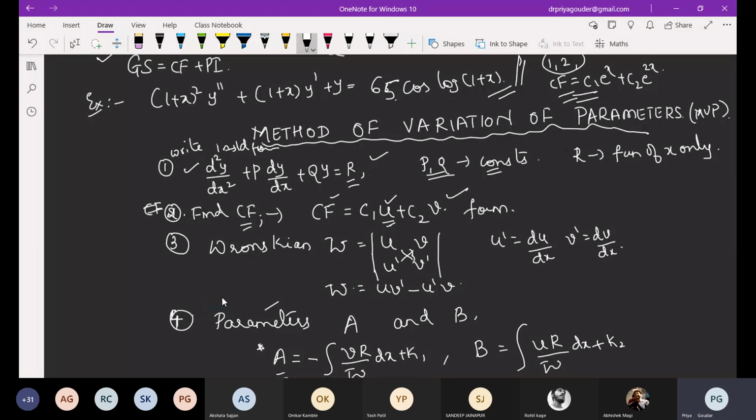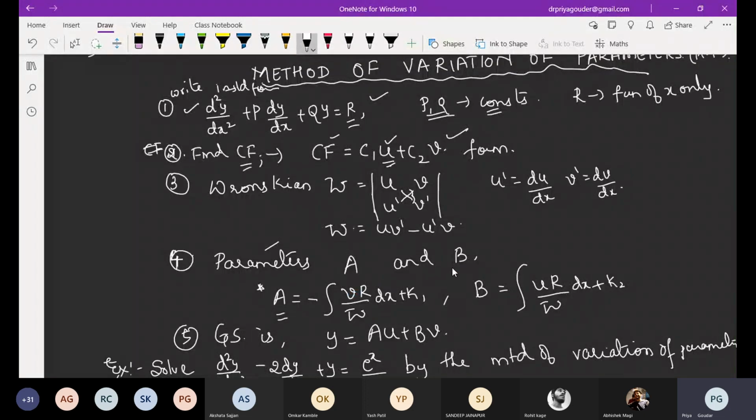Then we have to find the parameters. What are the parameters here? They are named A and B. So parameter A is given by, just see, very important.